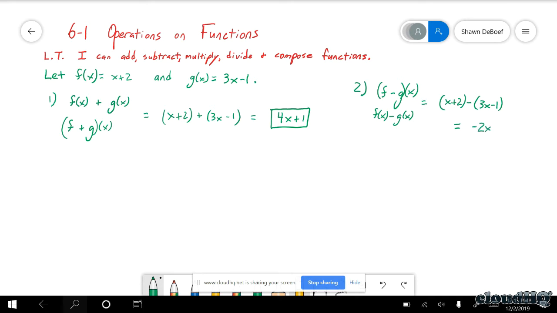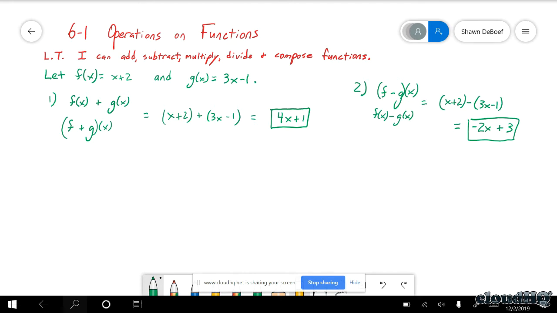Negative 2x plus 3. What's subtraction? Remember, so x minus 3x is the negative 2x, but then you have 2 minus a negative 1. So minus and negative functions as plus. So 2 plus 1 gives us the 3.